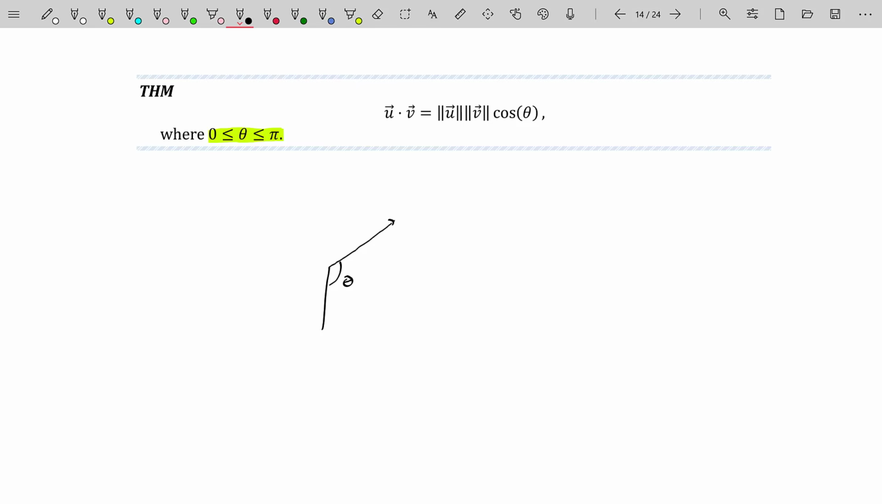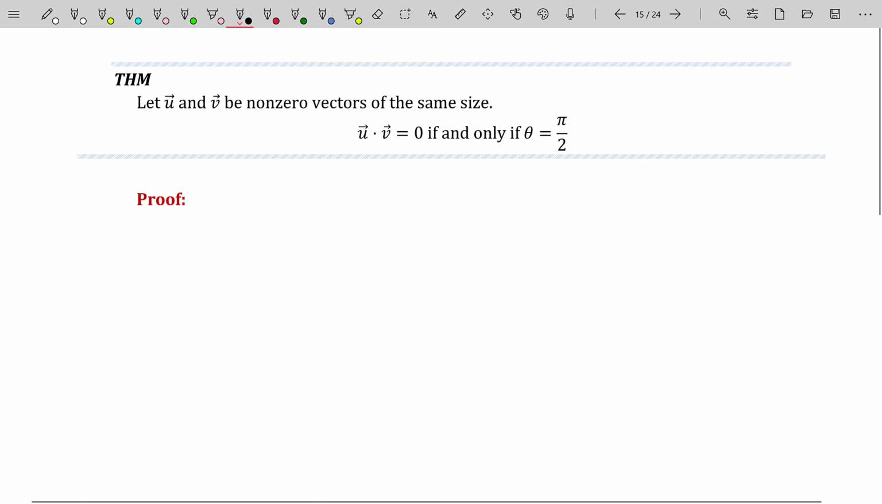So again, another good reason to restrict the angle. Now, normally I would follow that up with an example. However, the real examples begin after we get this theorem under our belt and after we define something. But let's get the theorem going here.